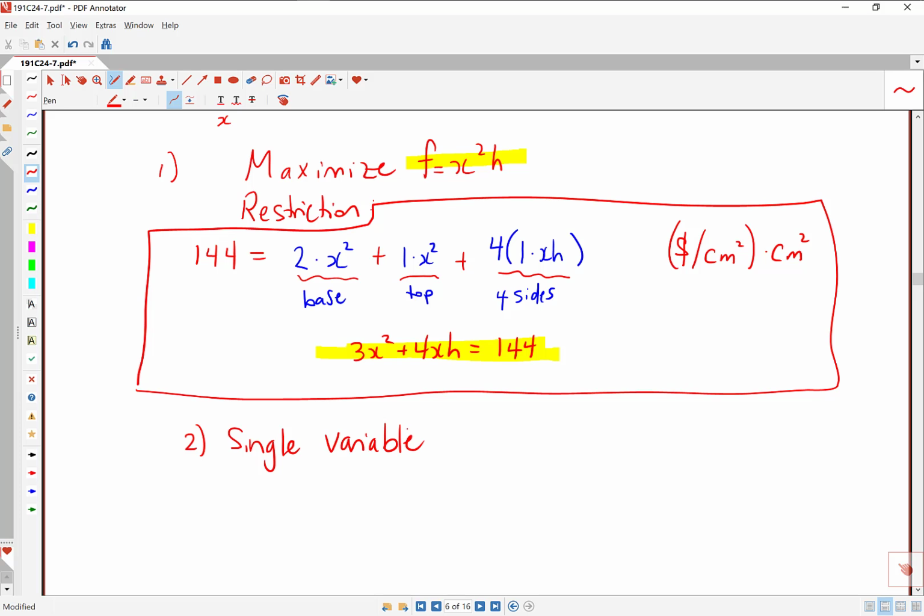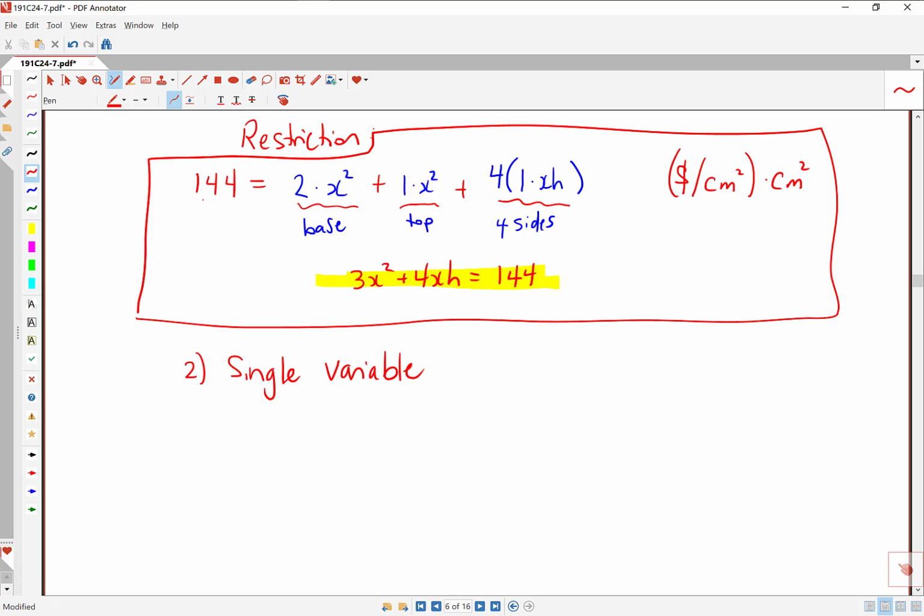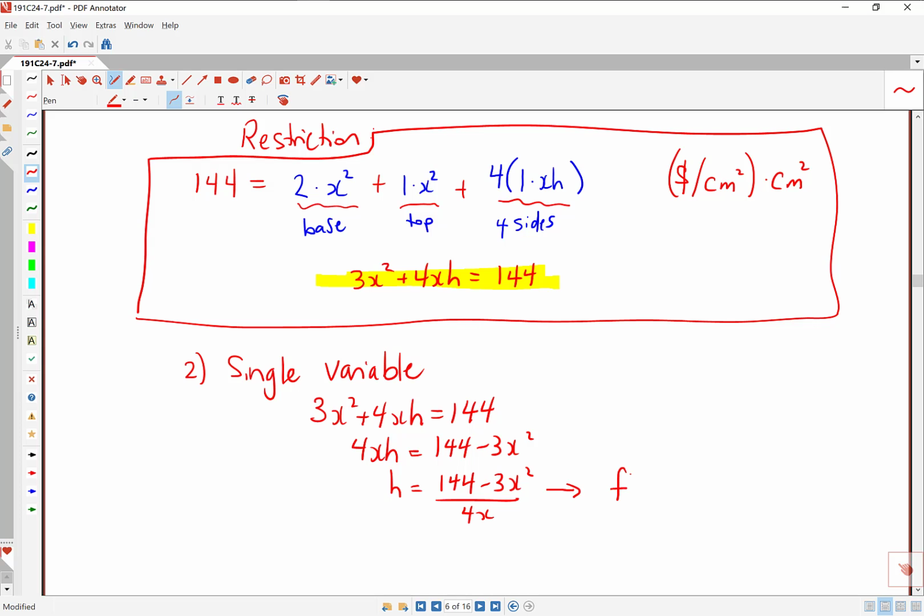And so what you do is you start with the restriction and you just solve for one of the variables. Now it would be much easier to solve for h here because h only occurs once in that restriction. So let's start with 3x squared plus 4xh equals 144, and let's solve for h. So 4xh is 144 minus 3x squared. In other words, h is (144 minus 3x squared) over 4x. And what we're going to do is take that and put that into our function.